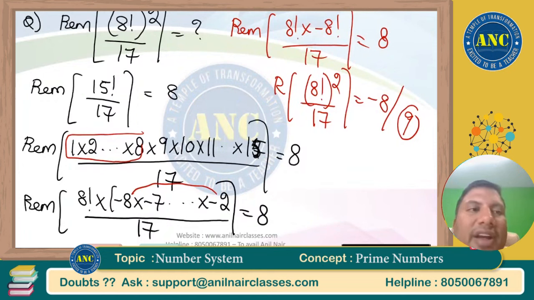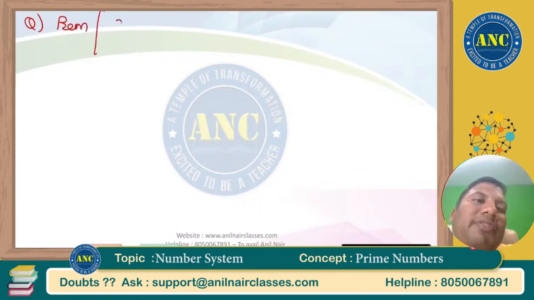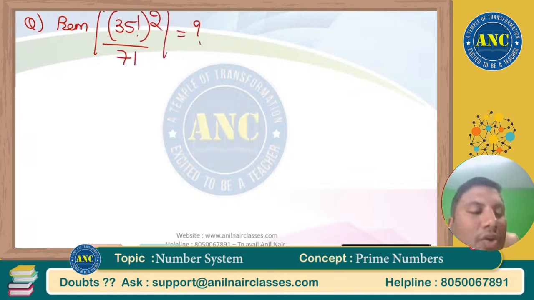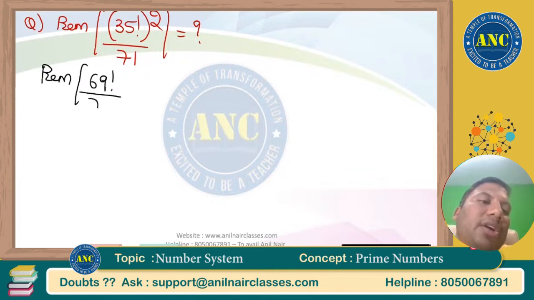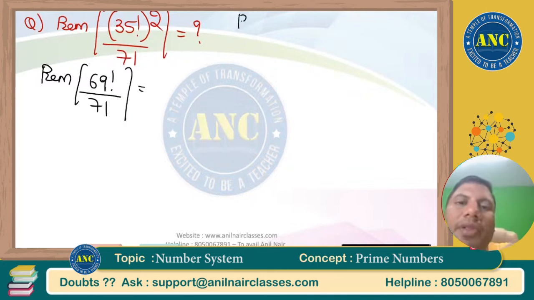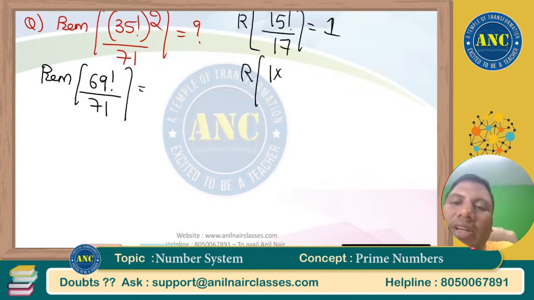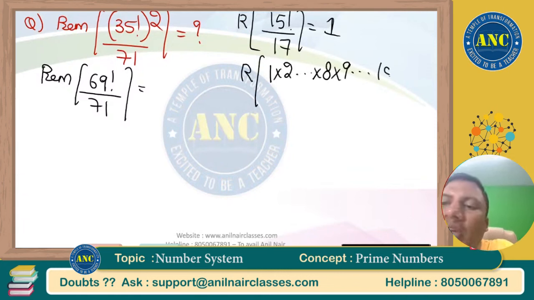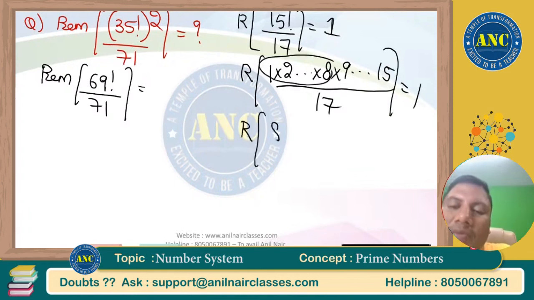Now another question, let us solve. 35 factorial whole square divided by 71. These are nothing but the remainder of 69 factorial divided by 71. P minus 2 factorial, what we took in the previous question: 15 factorial by 17, we took it as 1. 15 factorial is 1 into 2 till 8, 9 up to P minus 2, we took it as 1 only, right? So 15 divided by 17 is 1, and we get 8 factorial. I hope the idea is clear.